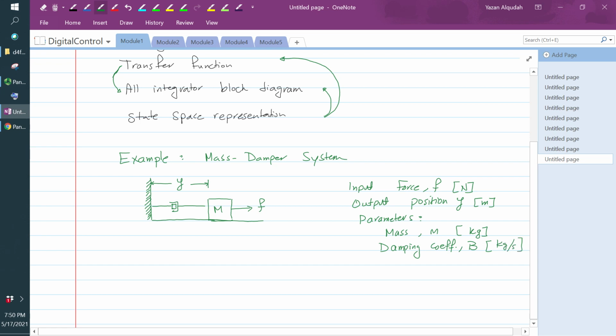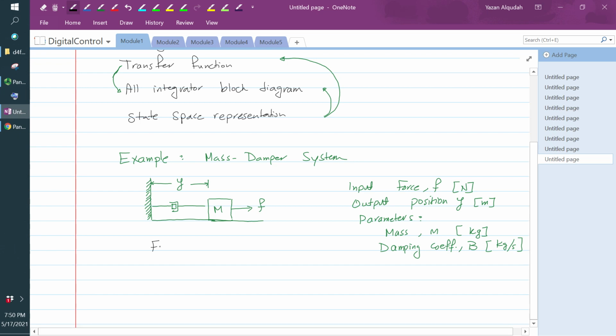So again, we have this mass M that we're applying a force to, trying to move it to the right, and this mass is attached to a solid surface by this damper. Now, of course, as we try to move the mass to the right using this force, the damper is going to try to resist that motion. Okay, so the first step in modeling this system is to generate the free body diagram.